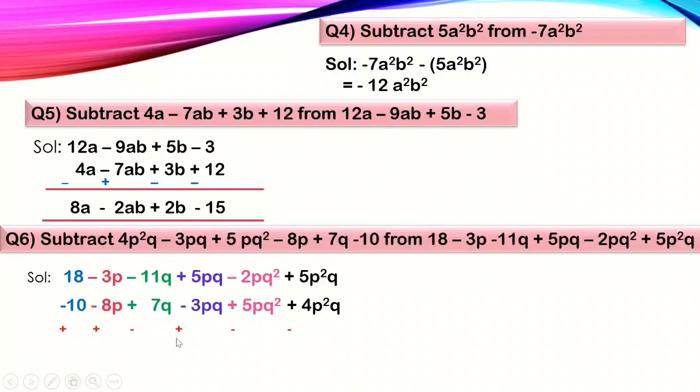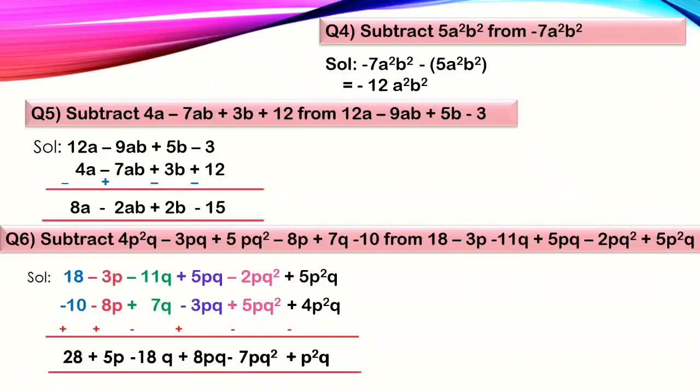We need to change the sign since we are subtracting. So we'll change the sign of the terms in the second row, and then you know how you get the answer. Fine. I hope you have understood. Please practice the question. Do it while watching the video. Then only you will understand the concept well.